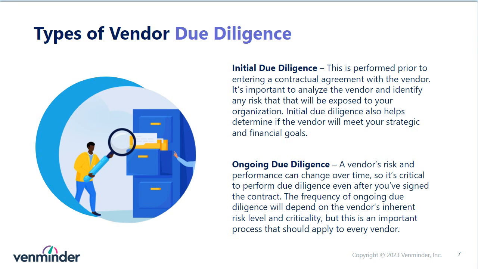Ongoing due diligence, on the other hand, shows if a vendor's risk and performance changes over time, and it's critical to perform due diligence even after you've signed the contract. The frequency of ongoing due diligence will depend on the vendor's inherent risk level and criticality, but this is an important process that should apply to every vendor.